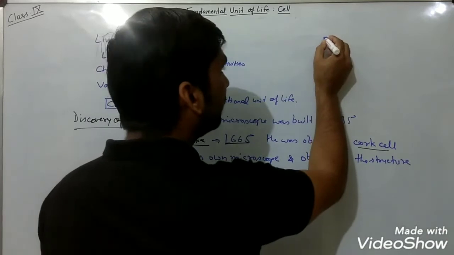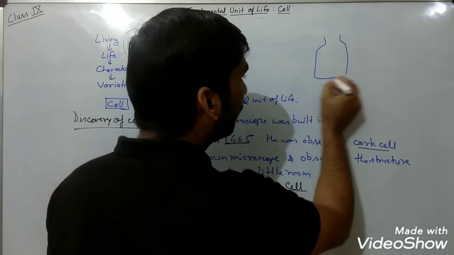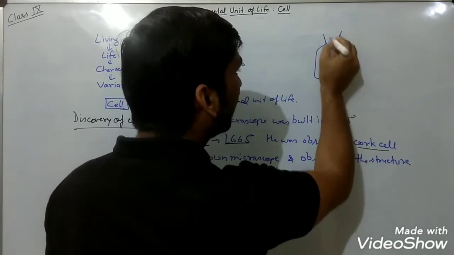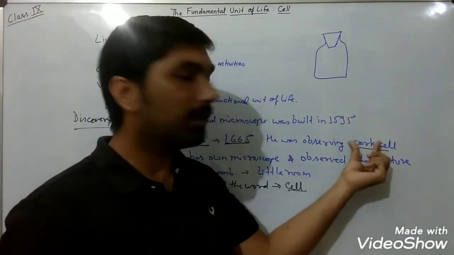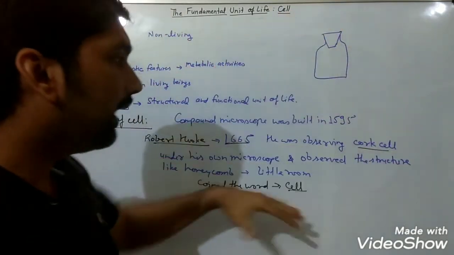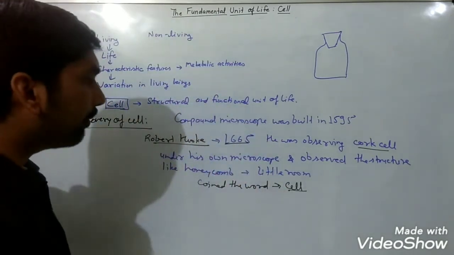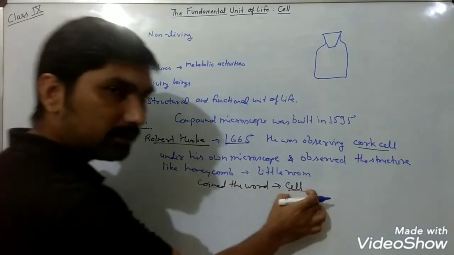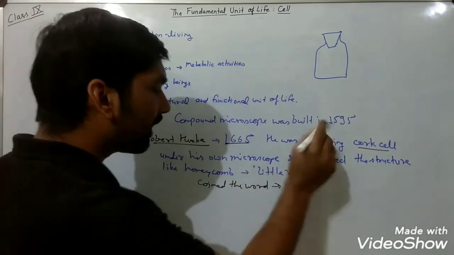So this cork was used in the ancient time to close the lid of bottles. Perhaps you have also seen that if we are having some bottles, some jars, their mouth were closed by the cork, and these corks were obtained from the plant. So he was having what? A thin slice of this cork, and he was observing the cork under his own microscope, and then he observed the honeycomb like structure, and that's why he coined the word cell, because in Latin cell meaning little room.